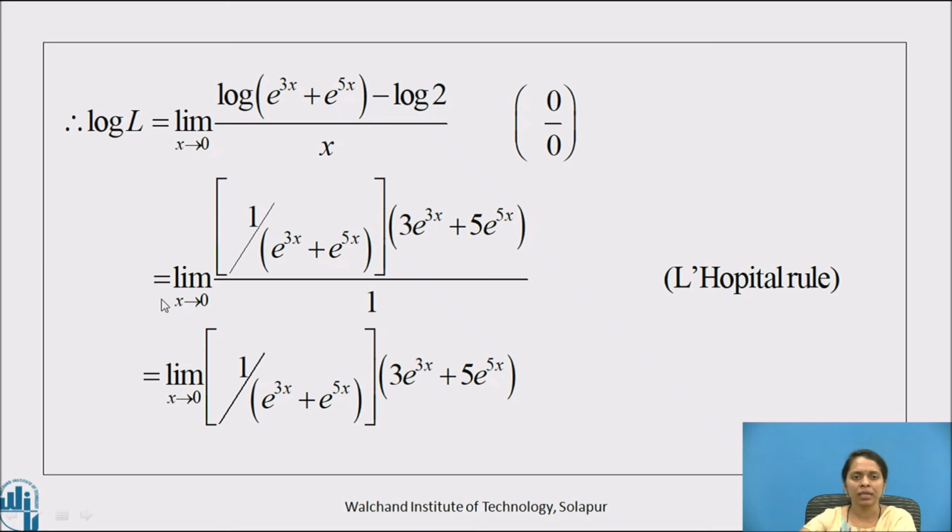By using the rule, it is equal to limit x tends to 0, derivative of numerator, derivative of log term is 1 upon bracket e raised to 3x plus e raised to 5x into, now composite rule, derivative of this bracket is 3 into e raised to 3x plus 5 into e raised to 5x minus derivative of log 2 is 0 as it is a constant divided by derivative of denominator is 1, which is equal to limit x tends to 0 3 into e raised to 3x plus 5 into e raised to 5x upon e raised to 3x plus e raised to 5x.